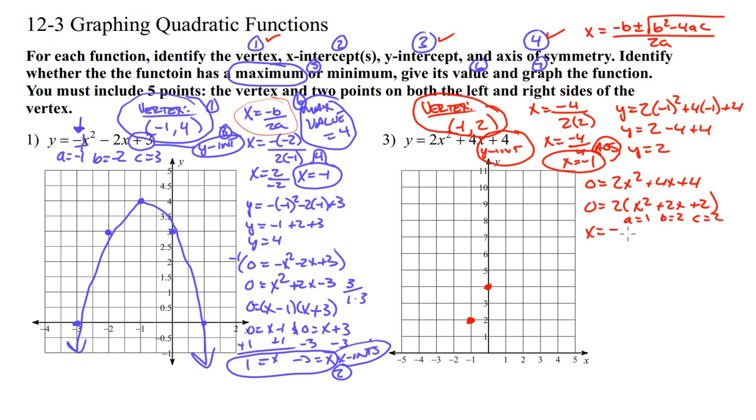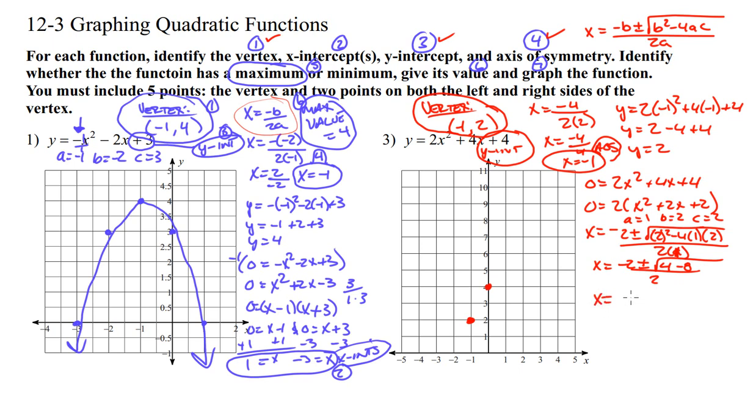So we get x equals negative 2 plus or minus the square root of 2 squared minus 4 times a, which is 1, times c, which is 2, all over 2 times a, right? So we get x equals negative 2 plus or minus, and then we got 2 squared is 4. Negative 4 times 1 times 2 is minus 8, over 2 times not a, but 2 times 1, right? Which is 2.